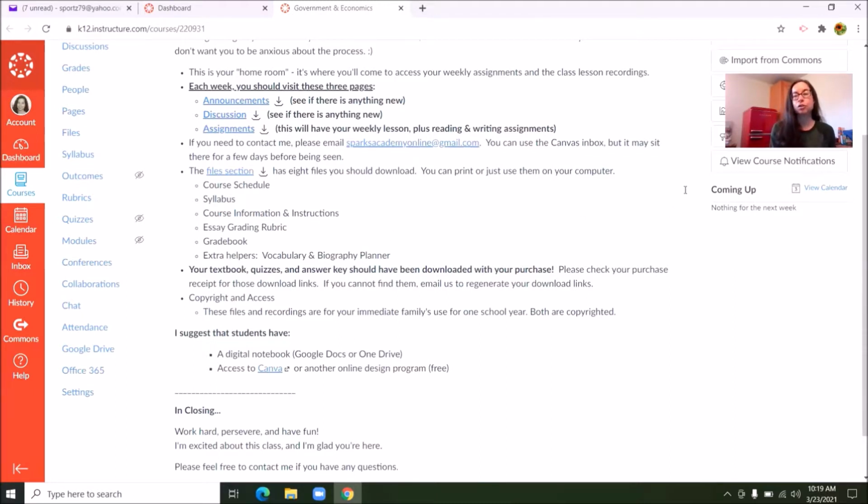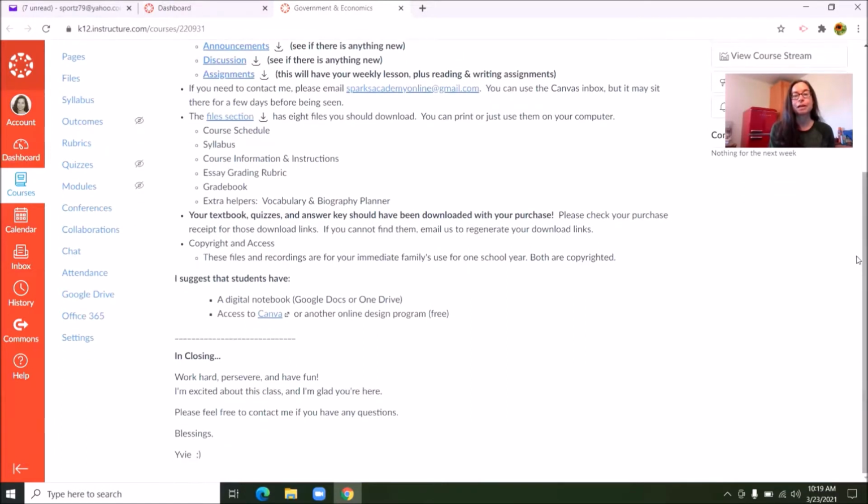In addition to these files, your student is going to want to have a digital notebook through Google Docs or OneDrive where they can keep up with all of their writing assignments in the same place so that they're easy to turn in when the time comes. They'll also want access to Canva or some other sort of online graphic design program because we'll be making infographics. And when we get to the economics side of this course, they'll be making different graphics, different sales things. I'll get to that in just a moment.